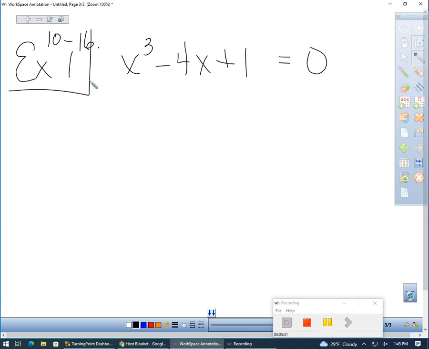So, first of all, let's look at that highest exponent. The highest exponent is 3, right? So that means if I take that highest exponent, subtract 2, I have to find at least one true 0. All right? Everybody understands that statement, correct?